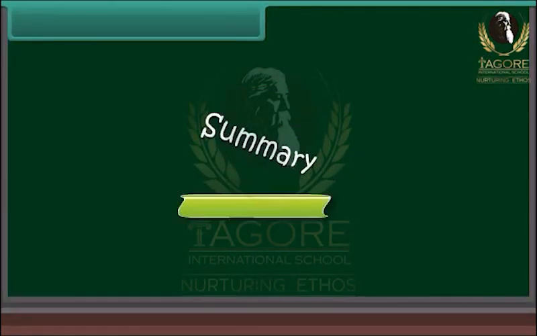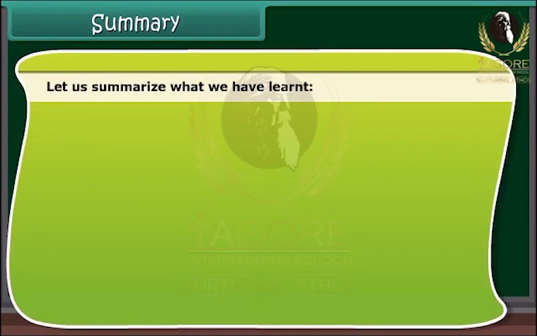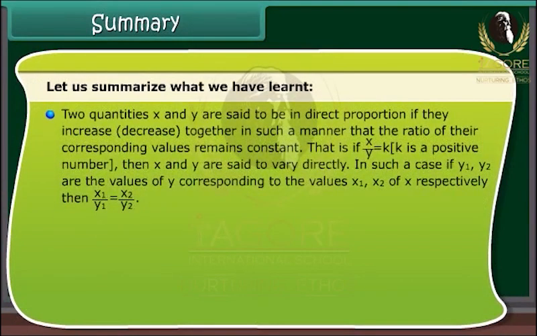Summary. Let us summarize what we have learned. Two quantities x and y are said to be in direct proportion if they increase or decrease together in such a manner that the ratio of their corresponding values remains constant. That is, if x upon y is equal to k, a positive number, then x and y are said to vary directly. In such a case, if y1 and y2 are the values of y corresponding to the values x1, x2 of x respectively, then x1 upon y1 is equal to x2 upon y2.